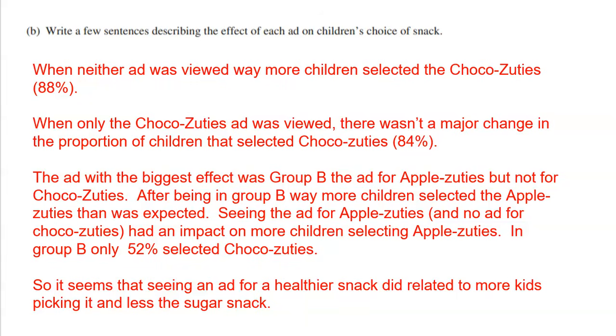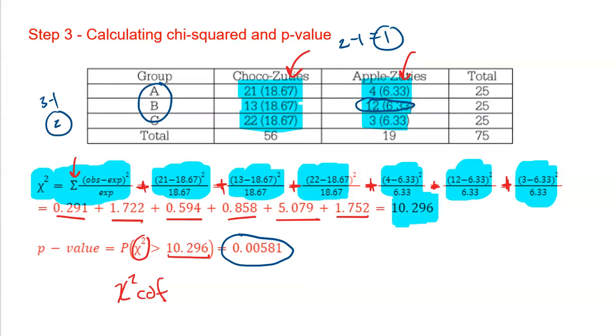Hopefully it wasn't too bad for you. Chi-squareds do tend to be a little bit of work because doing all the math work for the chi-squared test does take some time. But overall, it's a pretty simple problem. It's not overly difficult when you understand how to do it. It's not too bad.